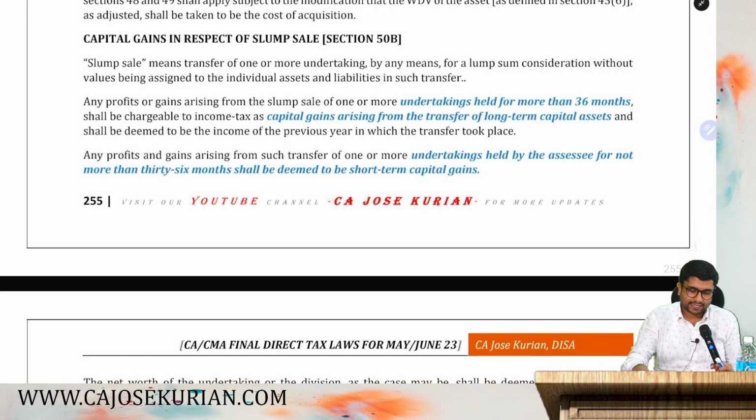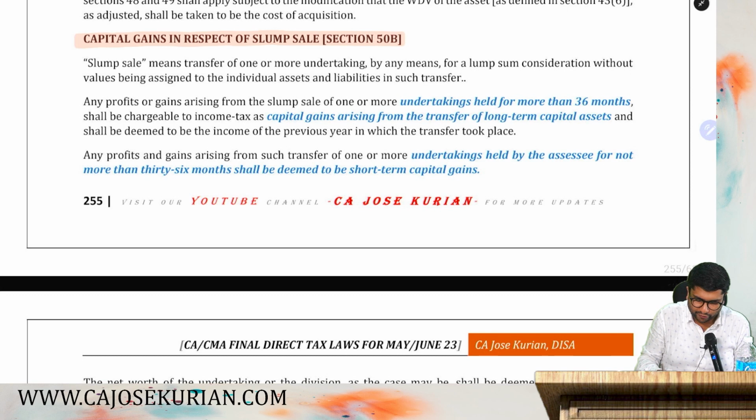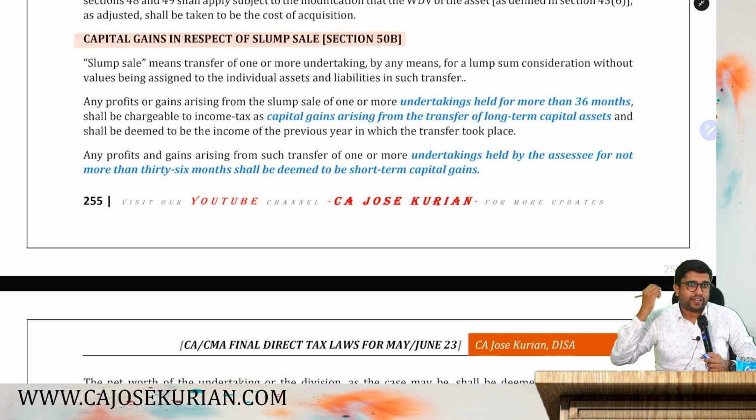So friends, let's understand the concept of capital gains in respect of slump sale. Listen, section 50B talks about the slump sale. Let's understand what is the concept behind this slump sale.